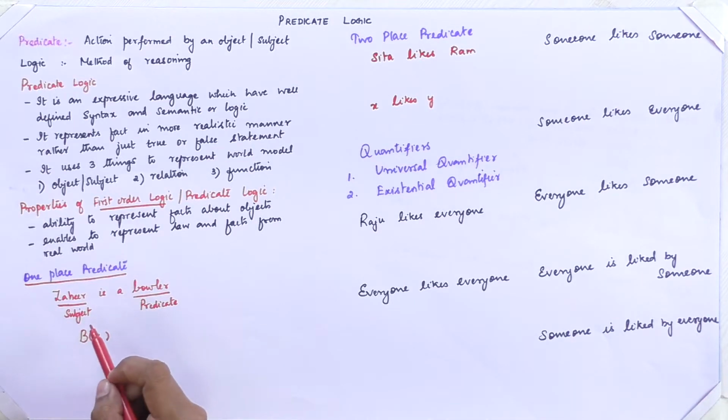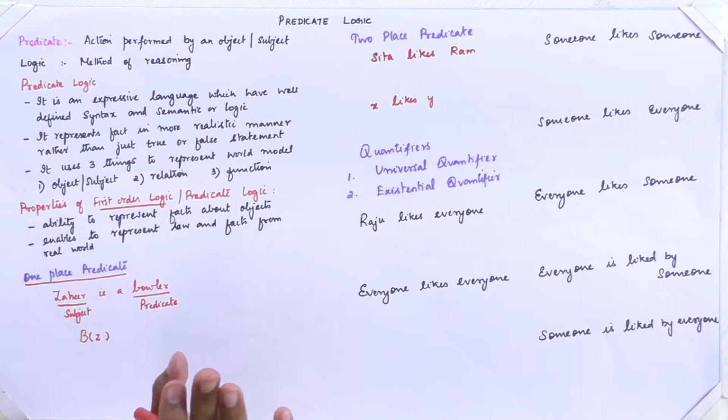Again I'll repeat here. After understanding what is meant by predicate, we have various natures of predicate: one place predicate, two place predicate, three place predicate, and so on. One place predicate means in a given statement we will have only one subject and a predicate term. Whereas in a two place predicate, a predicate will be connected with two objects. And in a three place predicate, a predicate will be connected with three subjects or three objects.